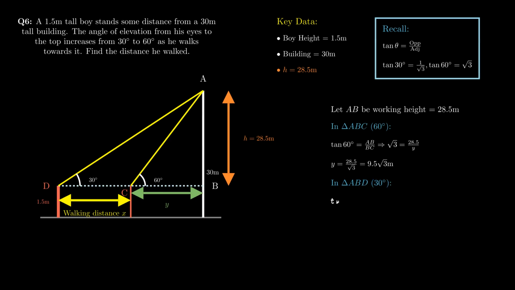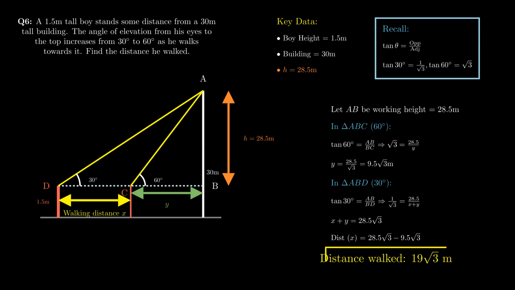In triangle ABD, using the tangent of 30 degrees, we find the total distance x plus y is 28.5 root 3. By subtracting y from the total, we find the distance walked, x, is 19 root 3 meters.